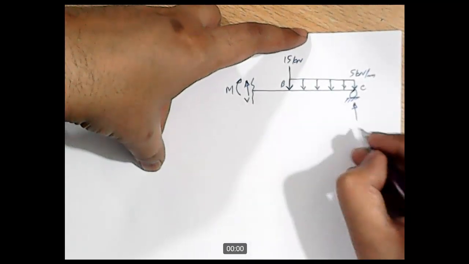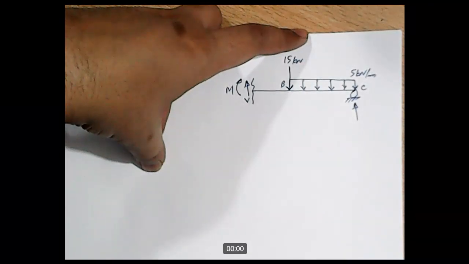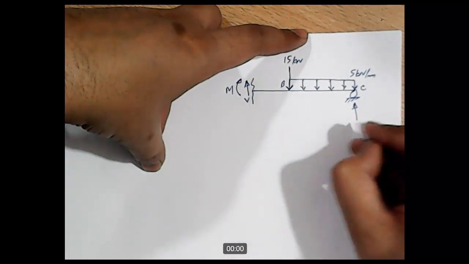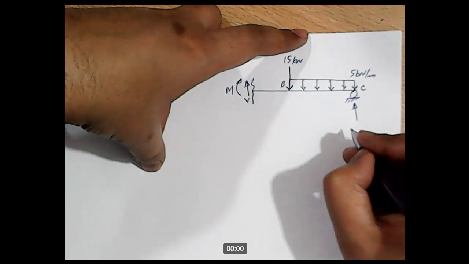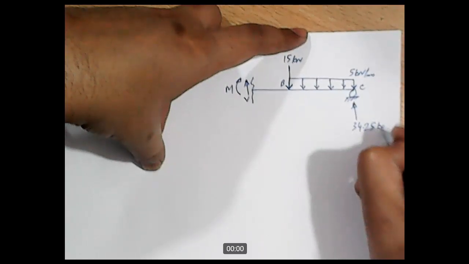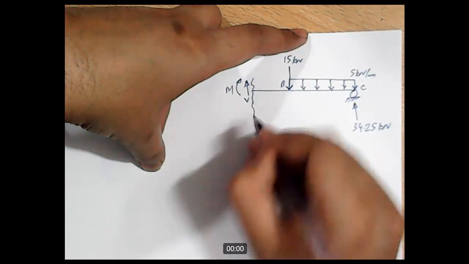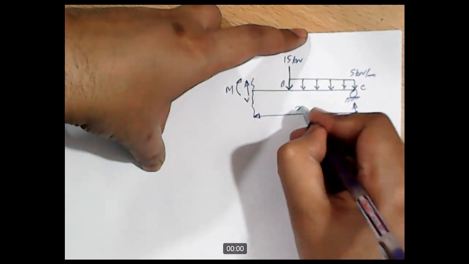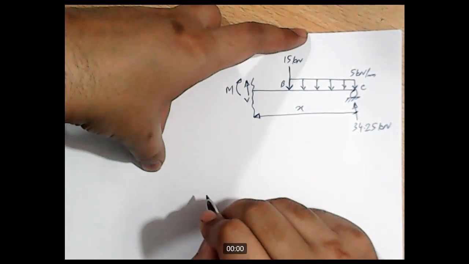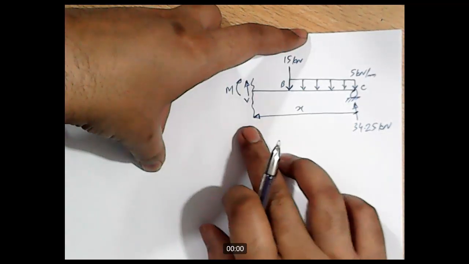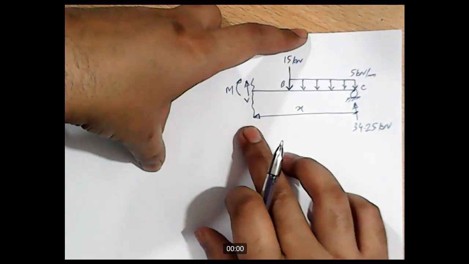This RC is also known. RC is how much? RC is 34.25 kilonewton, and this distance is x. 34.25 is the reaction, and its distance from the section under consideration is x.